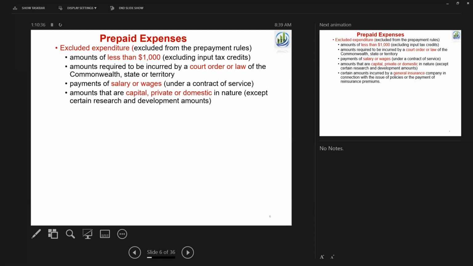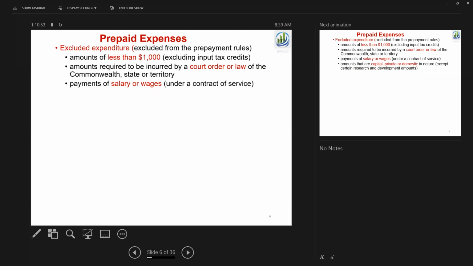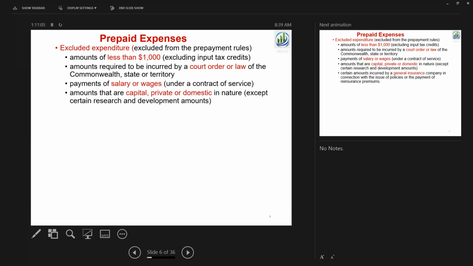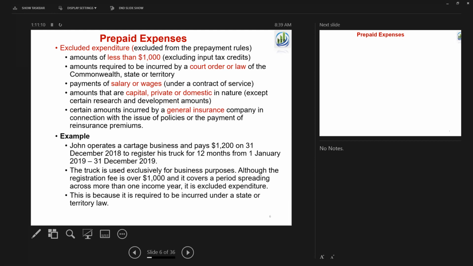Private and domestic, you cannot deduct. Certain amounts of general insurance company payments in connection with the issue of policies or payment of reinsurance premiums come under excluded expenditure, but very rarely will you come across this type of expense. But mainly you want these two and salaries. When you are doing these, you can deduct the whole amount if you paid. But for the next one, capital or private domestic, we have a special rule. We will talk later.